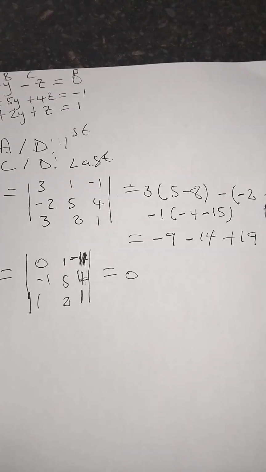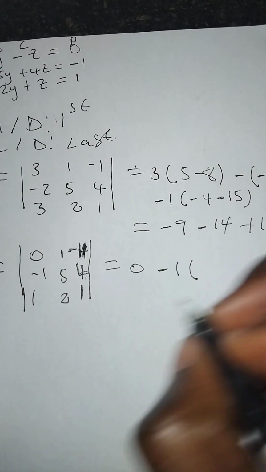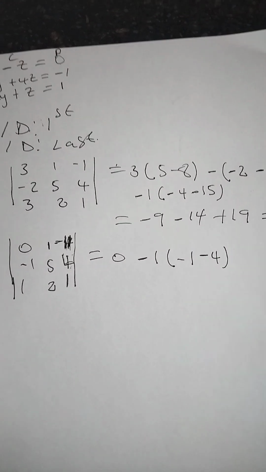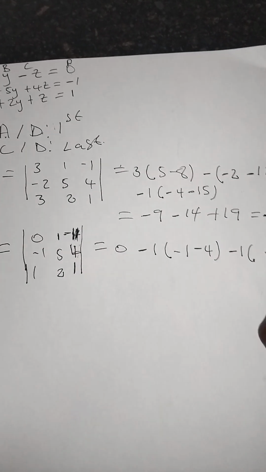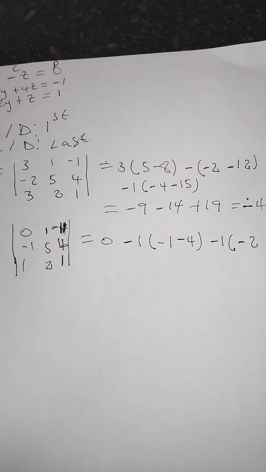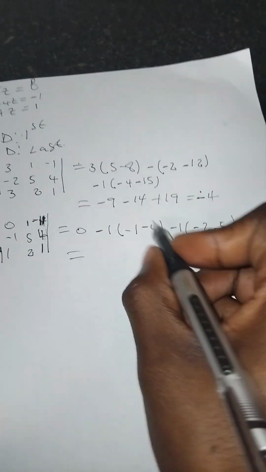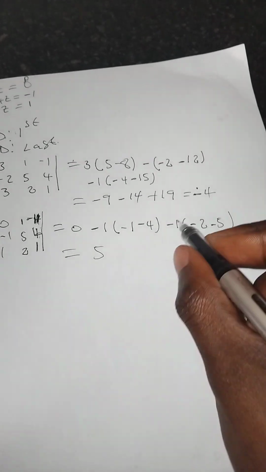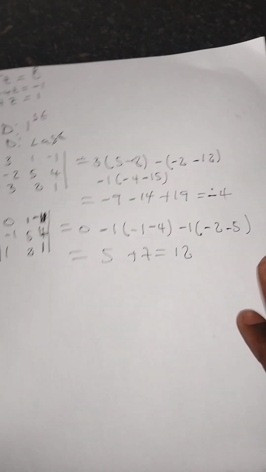Then I go to the next one. To the next one, I have minus 1 by minus 1, minus 4, then minus 1 by minus 2, minus 5, just like that. So when I simplify that, this is minus 5 by that, it's gonna be 5, and this is minus 7, then it's plus 7. So that is going to be 12.